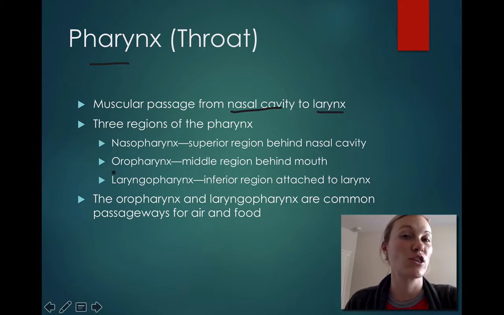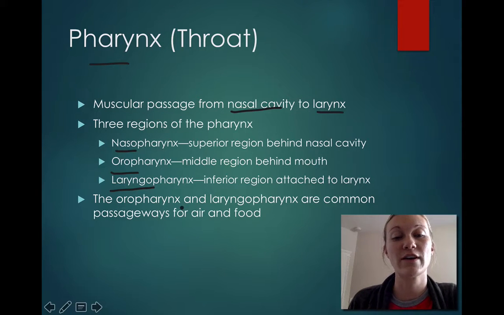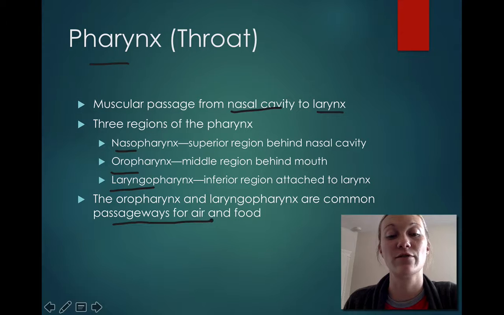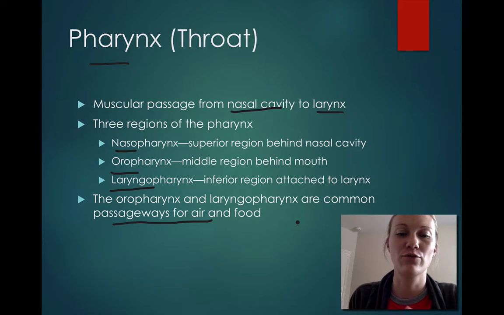It is divided into 3 different sections. You have the nasopharynx, which is first, the oropharynx, which is second, and then the laryngopharynx, which is the deepest layer of the pharynx. The oropharynx and the laryngopharynx are the common passageways for food and air. As you are swallowing, the pharynx actually has to filter through food, drink, and air.